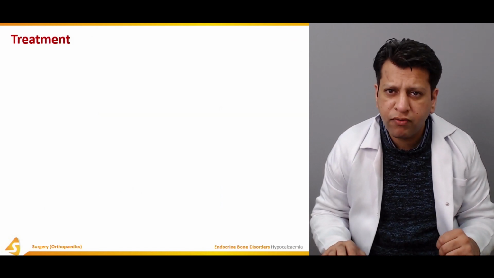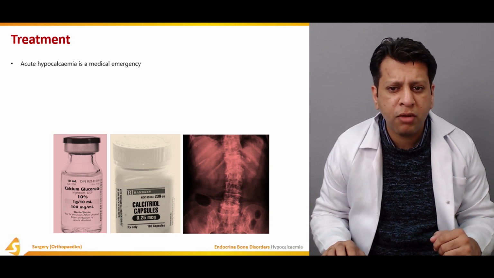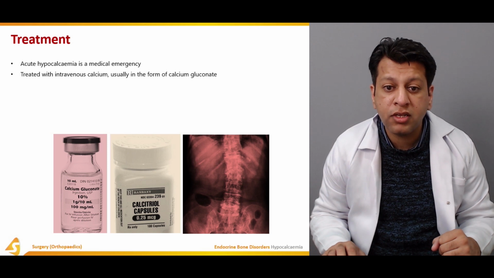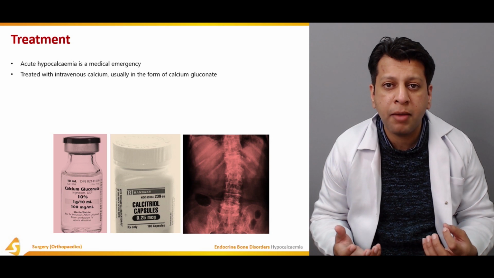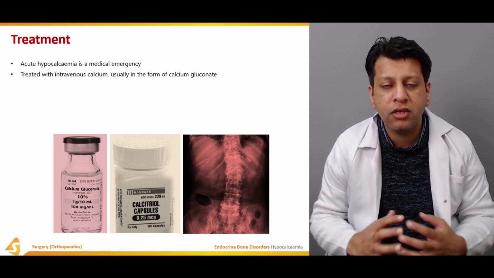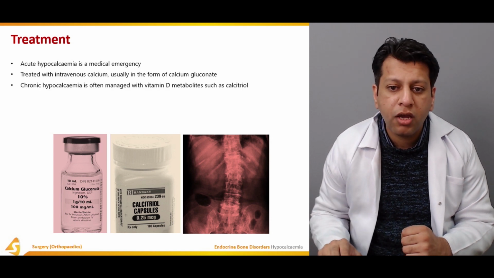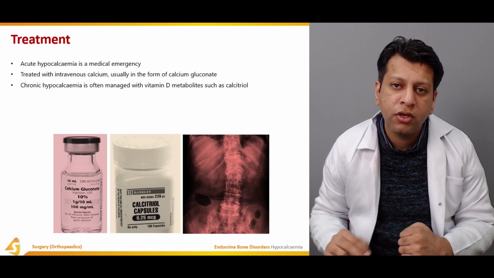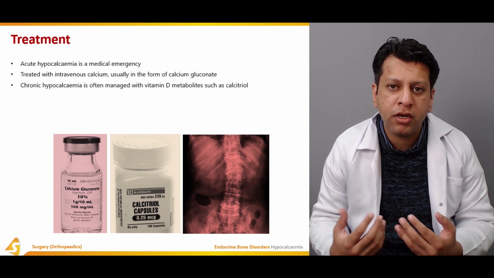So what's the treatment of hypocalcemia? First and foremost, acute hypocalcemia is a medical emergency, and we need to treat it very urgently. It has to be treated with intravenous calcium, which is what is actually lacking, and it is given in the form of intravenous calcium gluconate. Chronic hypocalcemia is often managed by vitamin D metabolites such as cholecalciferol. Now, what does vitamin D do? It increases the absorption of calcium from the gut.